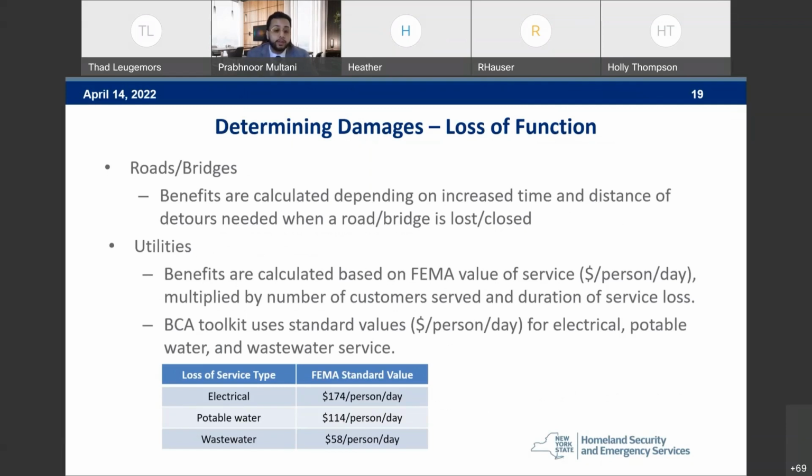Road/bridges. For those, benefits can be calculated depending on increased time and distance of detours when the road/bridge is either closed or lost completely. For utilities, benefits can be calculated based on the FEMA value of service. That's the dollar value per person per day multiplied by the total number of customers served and duration of service loss. The BCA toolkit uses standard values for electrical, potable water, and wastewater service. Next slide, please.